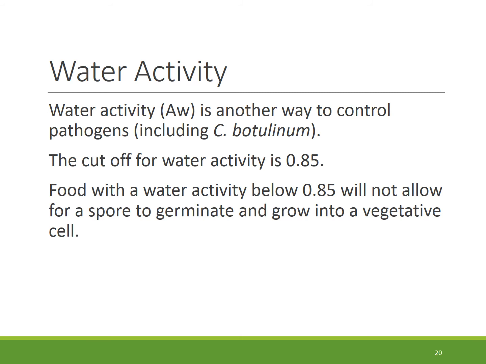Food with a water activity below 0.85 will not allow for a spore to germinate and grow into a vegetative cell. Most fresh foods, such as meat, milk, eggs, and cheeses, have a high water activity, primarily above 0.91. This range, 0.9 and above, is the range that most bacteria will grow. For this reason, 0.85 is used as a cutoff level. Below that range, primarily yeast and even more likely molds will be the primary concern.